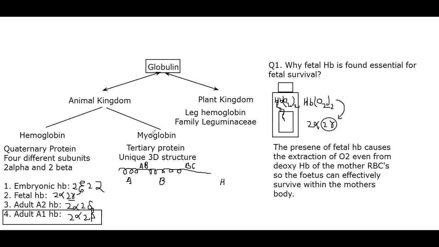Now, looking at the chromosome number where these have been encoded. Hemoglobin is being encoded on 2 different chromosomes. The alpha chain of hemoglobin and the beta chain of hemoglobin have been encoded on different chromosomes. The beta chain of hemoglobin is encoded on chromosome number 11, whereas the alpha chain of hemoglobin is encoded on chromosome number 16.